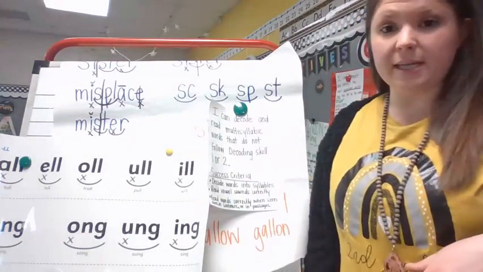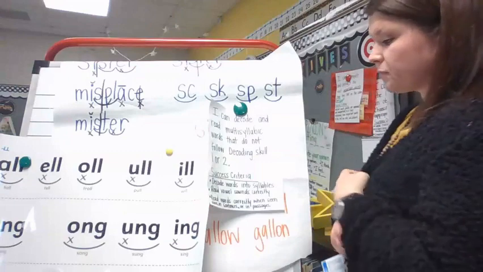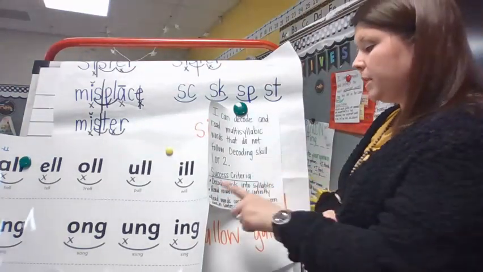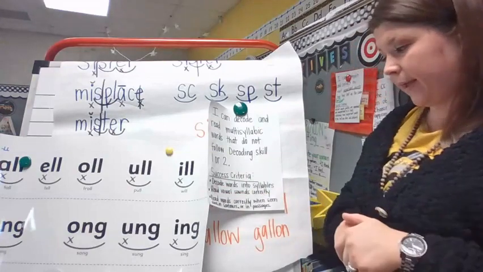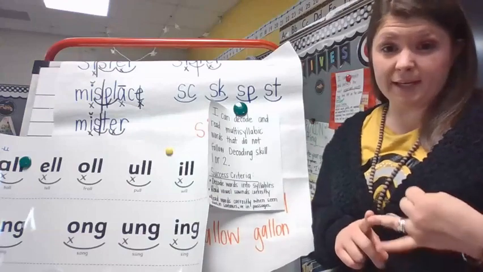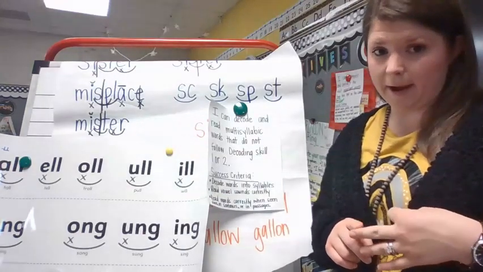In order to be successful with this learning target, we need to be able to decode words into syllables. We need to be able to read the vowel sounds correctly, and then we need to be able to read the words correctly when they are seen alone, in a sentence, or in a text, okay?